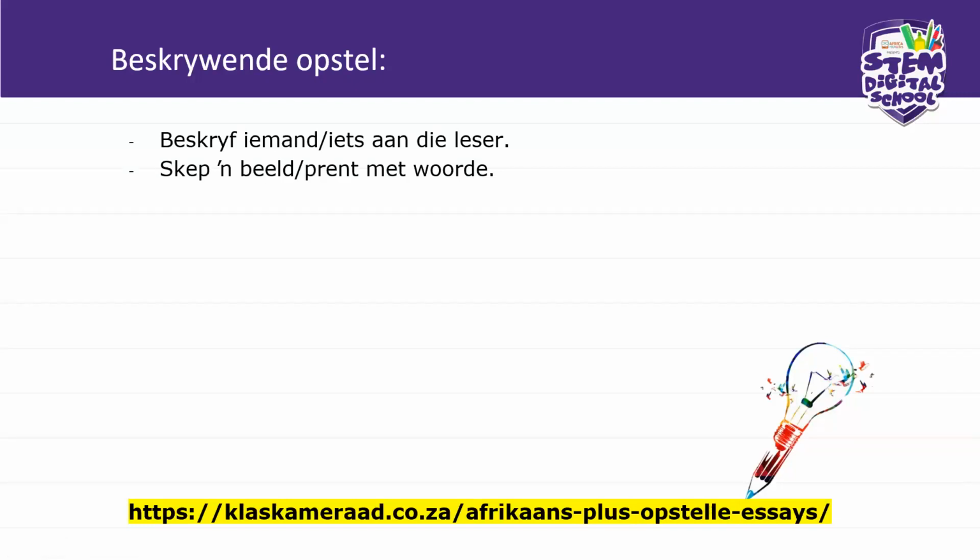Okay, then it skep 'n beeld of 'n prent met woorde. So in a beskrywende opstel, you must see an artist painting something, because what he is painting there, you are supposed to describe for me in the essay. So you can describe how it looks and how the paint feels on the canvas and how the paint smells and how the artist's hands look. So that's just an example, right? So a beskrywende opstel is then used to describe something.